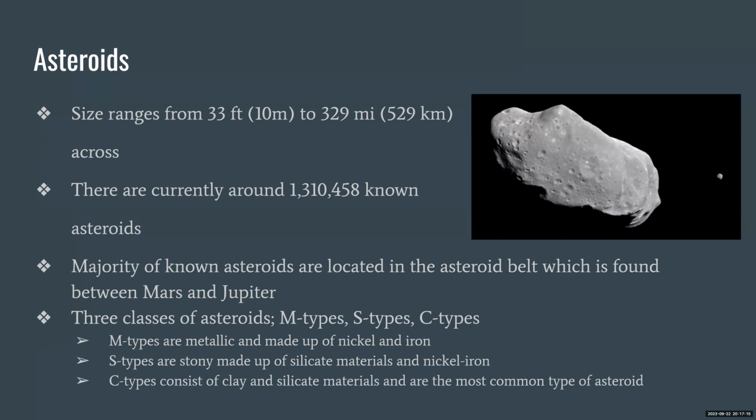M types are metallic and are made up of mostly nickel and iron. S types are stony, made up of silicate materials and nickel and iron as well. While C types are made up of clay and silicate materials, and they're also the most common type of asteroid. And yeah, the picture to the right is just an asteroid, so it's basically just a big rock. All right, you can go to the next slide.